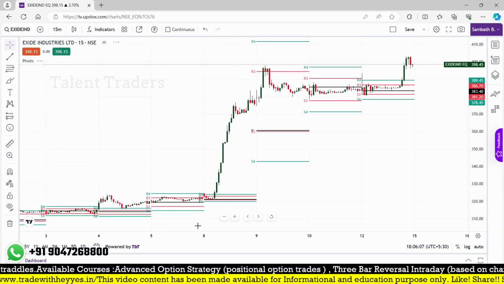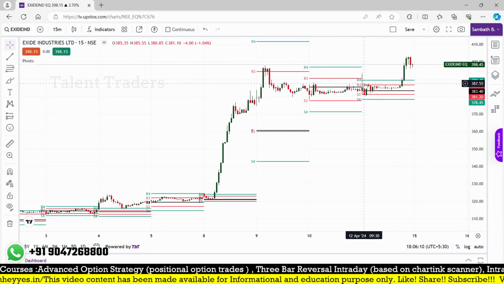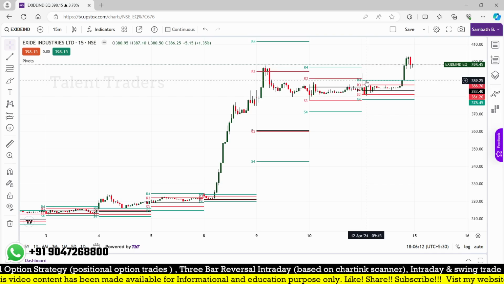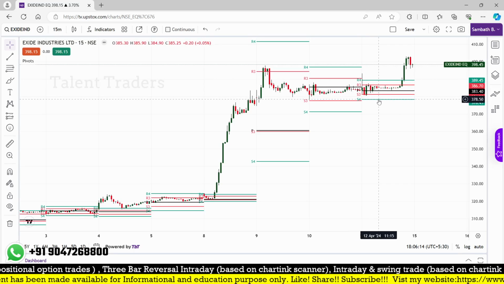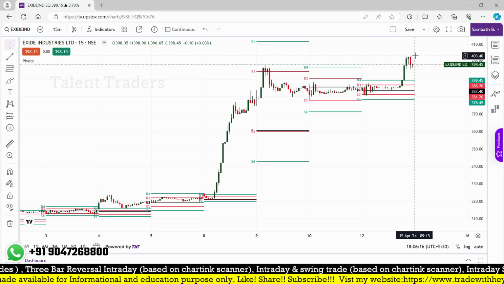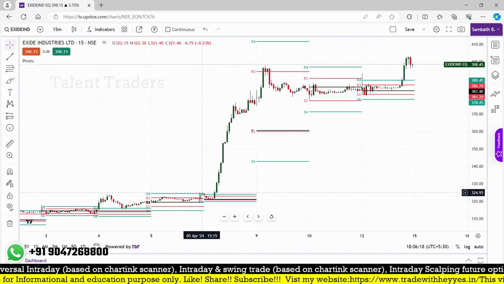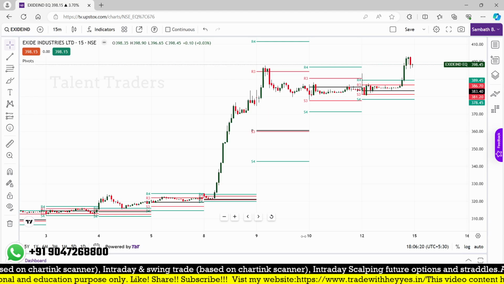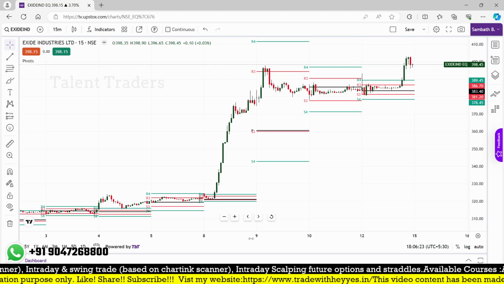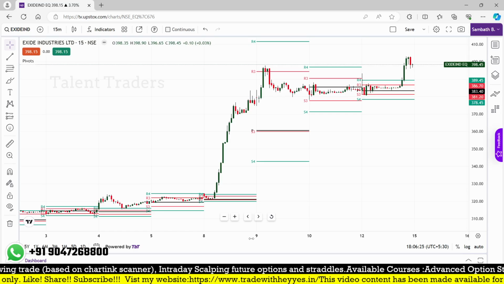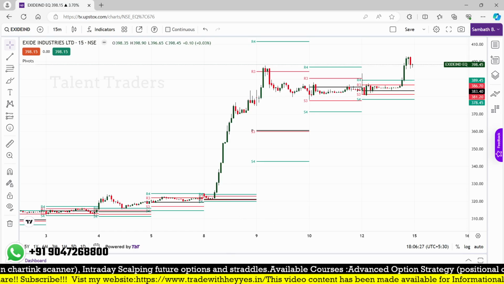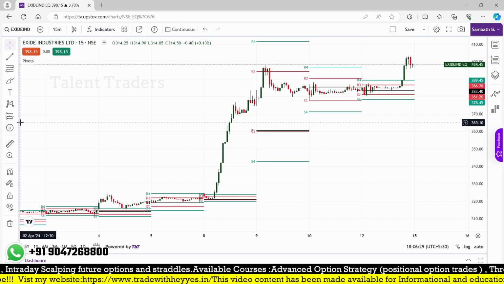Excite Industries also comes under the scanner. The first candle where it gave the breakout was somewhere around 389. Maybe I'm keeping 378 as the stop loss, and it went up to 403. So here is one more breakout. This breakout is entirely different, so I'm considering a count of 3 days. Okay, so 3 consecutive days, and I'm going for a breakout.